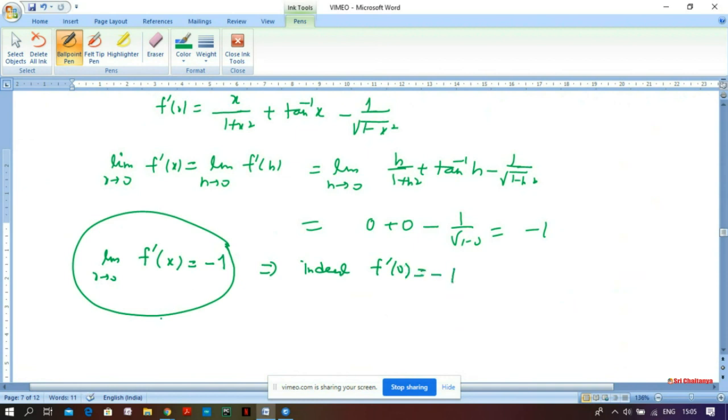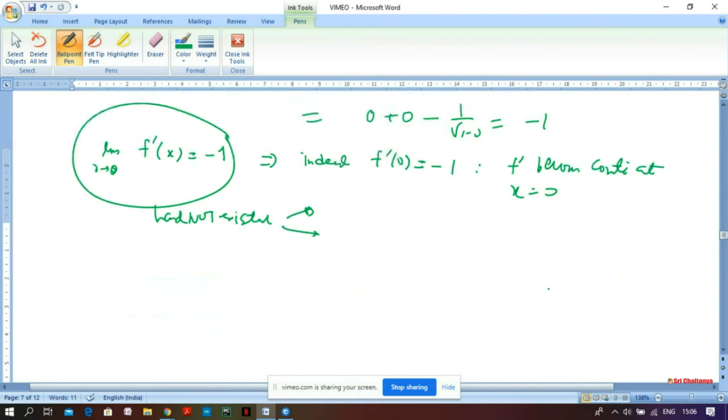If this limit had not existed, then we could have said we do not know. Then we could fall back on the definition. But if the limit of f prime as x tends to 0 exists, it means this is the value of f prime at that point. And this is a special case. Actually, what happens is that f prime becomes continuous at x equal to 0.